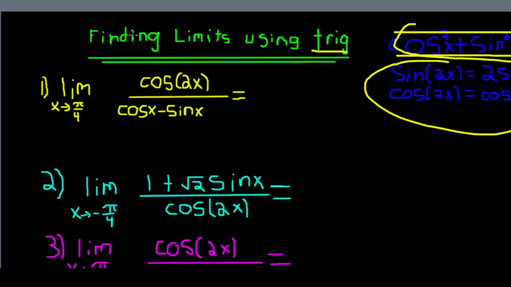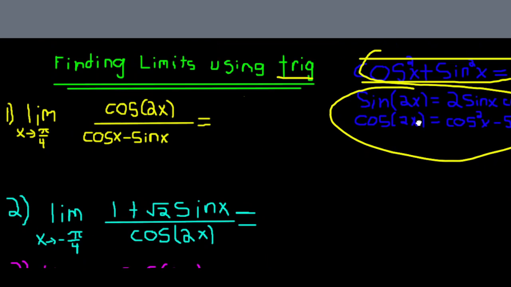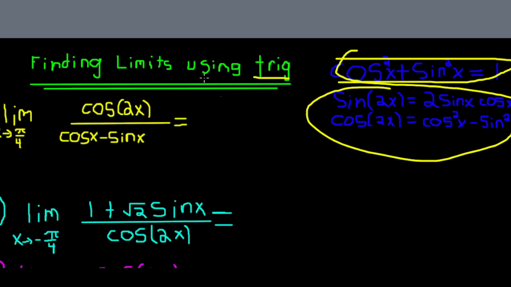So remember, step 1, always plug it in. So cosine of pi over 2, 0. Cosine of pi over 4, sine of pi over 2, that's also 0, because cosine and sine are the same when x is pi over 4. So that's not going to work. So instead, I'm going to use that formula there.